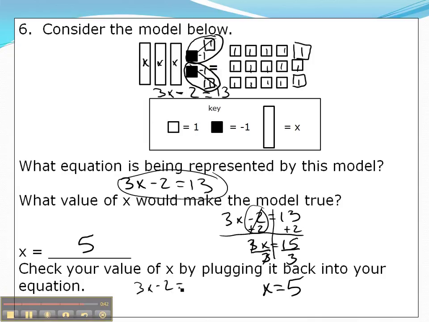3x minus 2 equals 13. If x equals 5, 3 times 5 minus 2 should equal 13. 3 times 5 is 15, and 15 minus 2 does equal 13, so that checks out. Make sure you show this work. If the problem on the test asks you to check it by plugging it back into the equation, make sure you do that. Okay, that does it for problem 6. We'll pick up the review with problem 7 on the next video.